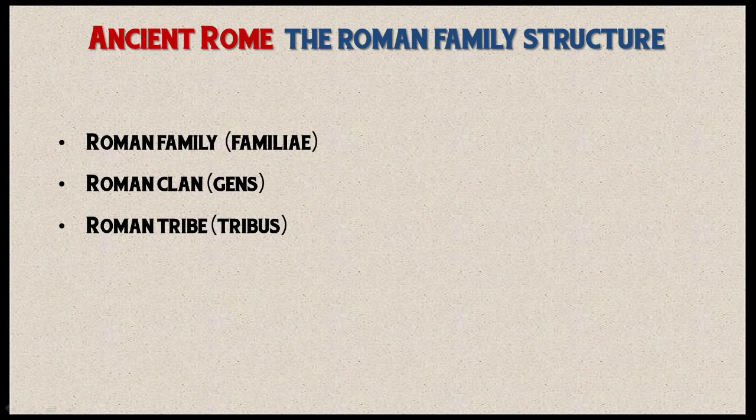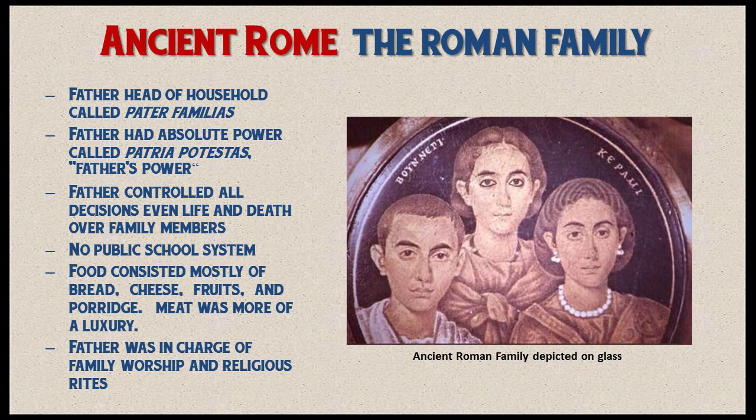Now when we talk about the family structure of ancient Rome, there are three primary divisions. There is the Roman family, which is the smallest unit. Next up on the chain is the Roman clan, and then the largest unit is the Roman tribe. And we are going to examine all three of these right now. Okay, so let's talk about the Roman family.